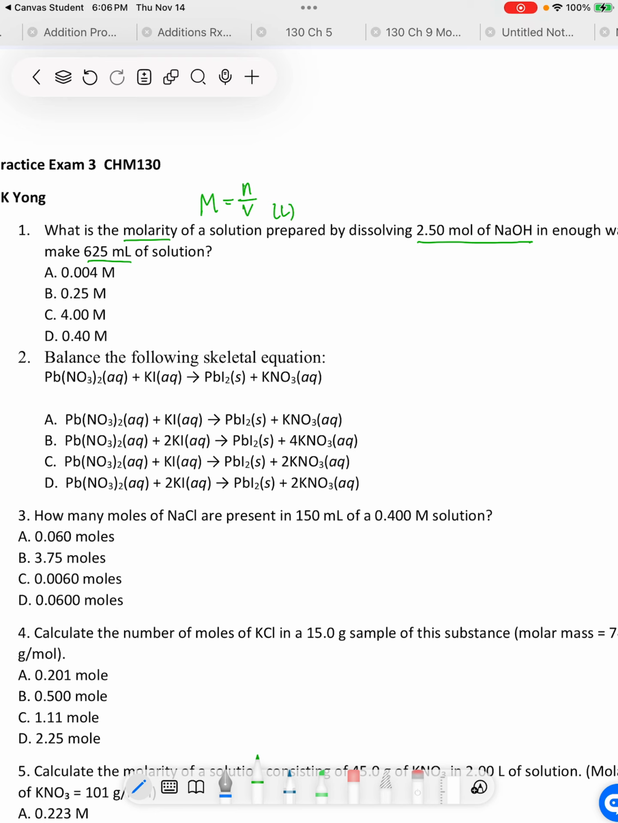So we want to do our molarity equals 2.50 moles of NaOH divided by, and if we're doing liters, 625 milliliters. If you move the decimal over 3 spots, you get liters. All right, so that equals 4.00 molarity.